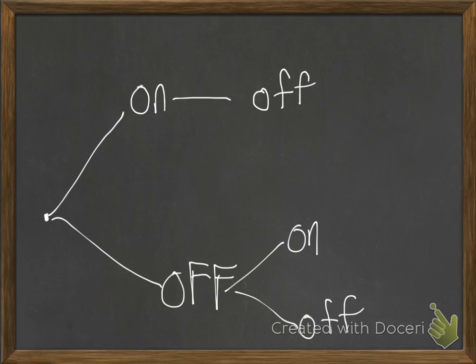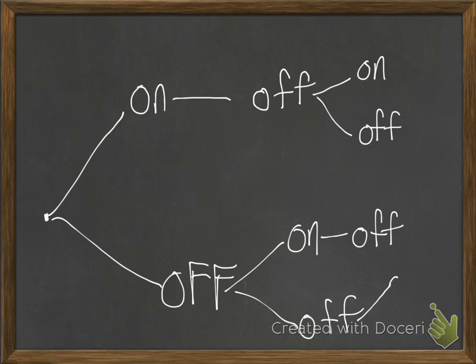And then if the second light switch is off, then the third one could be either on or off. If the second light switch is on, the third one has only 1 choice, it must be off. And finally, if the second light switch is off, the third one could be either on or off.